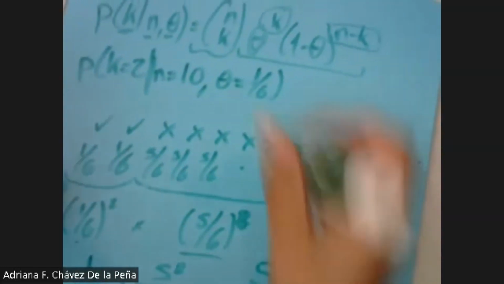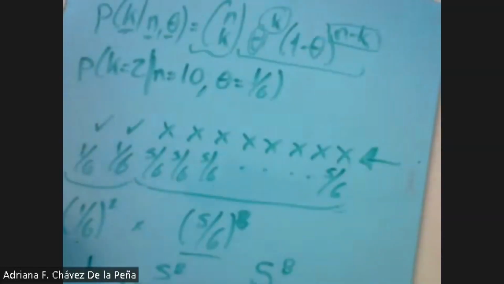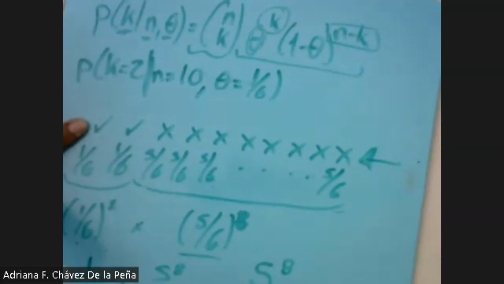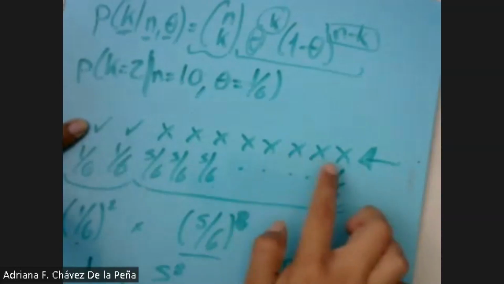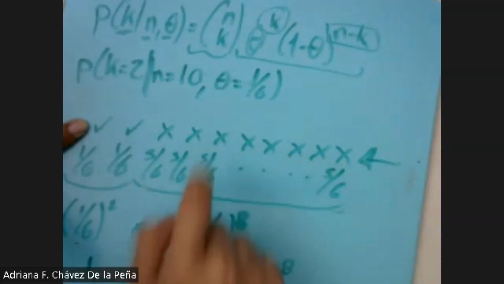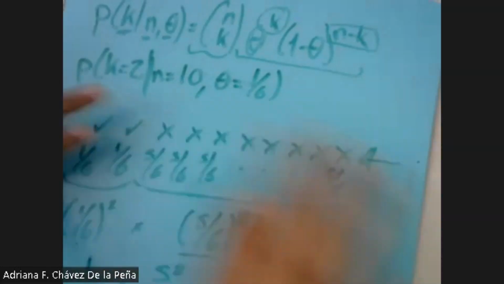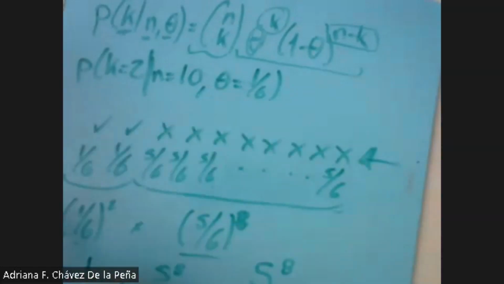But now, to get to our binomial coefficient, we have to realize that this is just one of many possible chains that I could have observed. It could have also been the case that instead of the first 2 dice resulting in a success, it is the last 2. It could be these 2. It could be these 2. There are multiple possible chains that could have resulted in a total count of k equals 2.